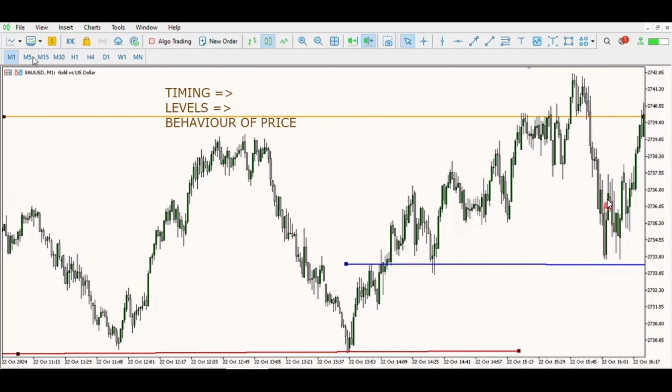Remember what I told you my mentor always says: timing, and that is when the session began; the levels; and finally, behavior of price. Timing, levels, behavior of price.